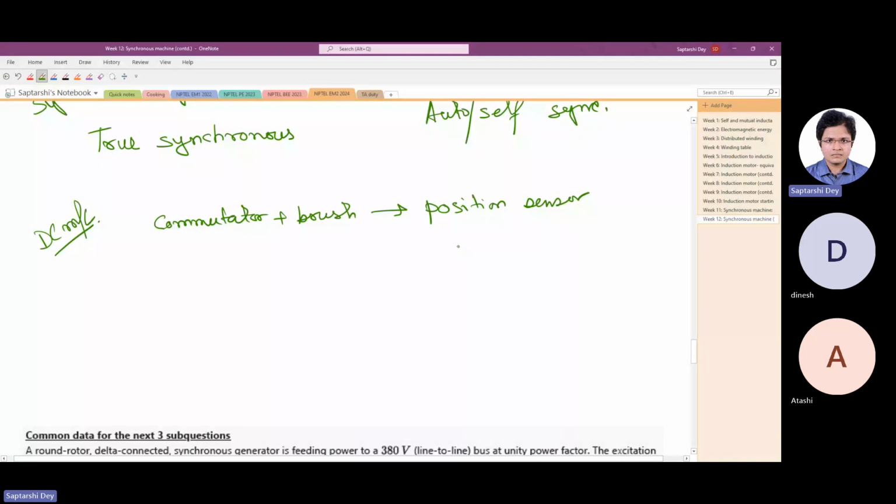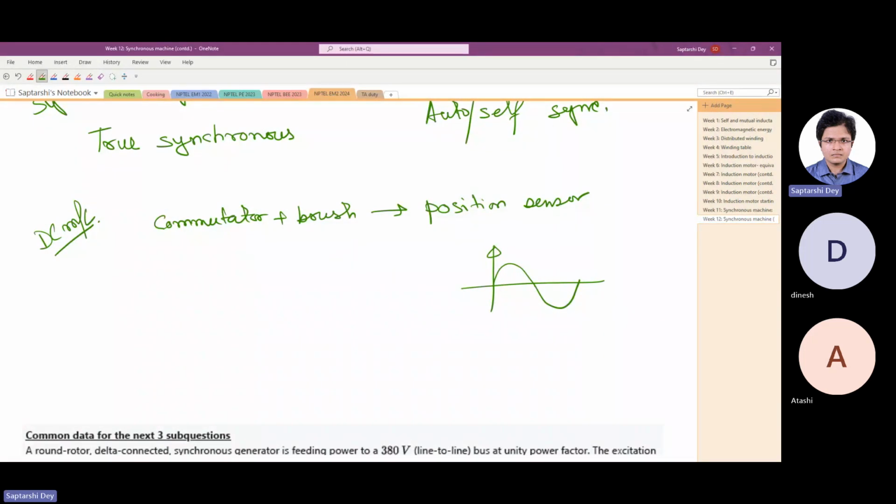Why so? Because whenever one terminal of a coil crosses one brush, the current polarity through it reverses. That means the commutator decides when to reverse the polarity of the current, just like an inverter, right?